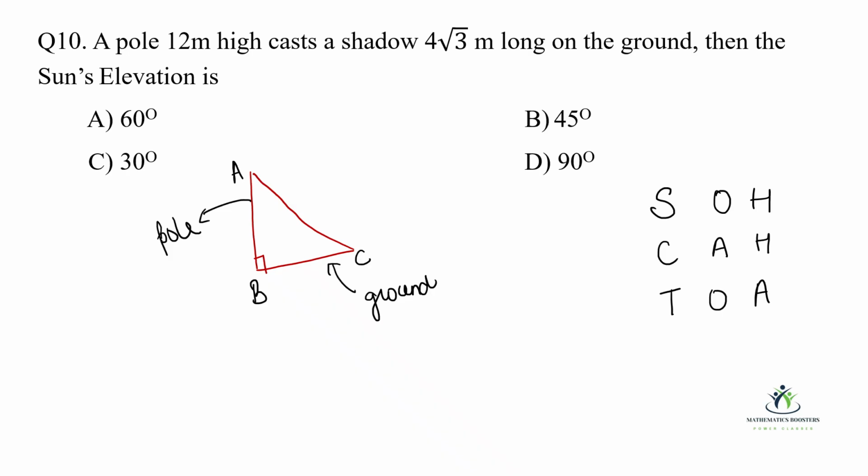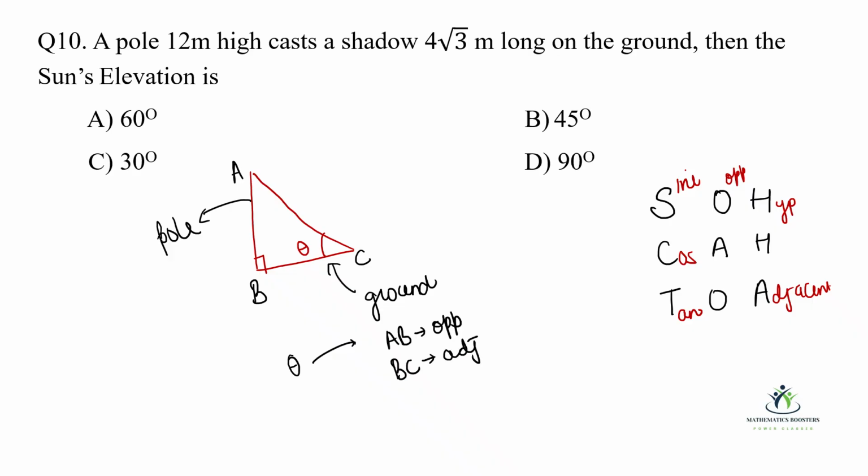where S stands for sine, C stands for cos, T stands for tan, O stands for opposite, H stands for hypotenuse, A stands for adjacent. Adjacent means जो उसके बिल्कुल साइड में है. If this is theta, according to this theta, AB is opposite side. इसके साथ कौन सी साइड है? BC. So BC हो जाएगी adjacent side और hypotenuse remains hypotenuse.